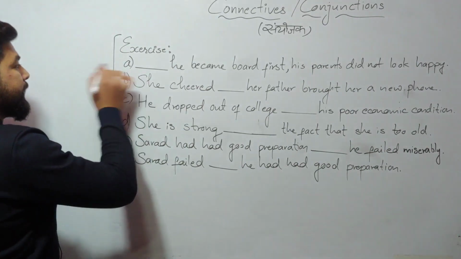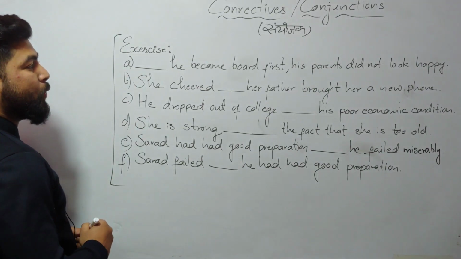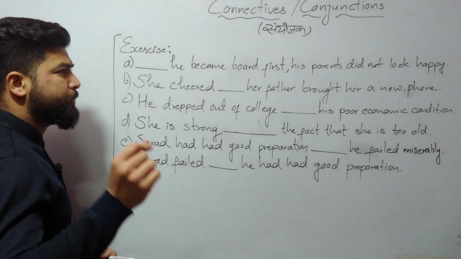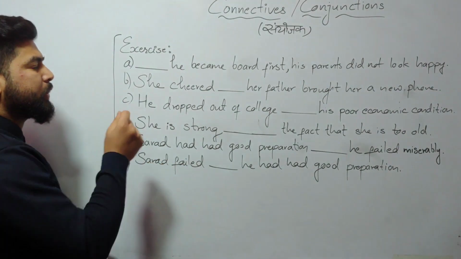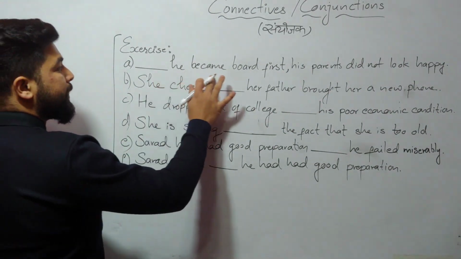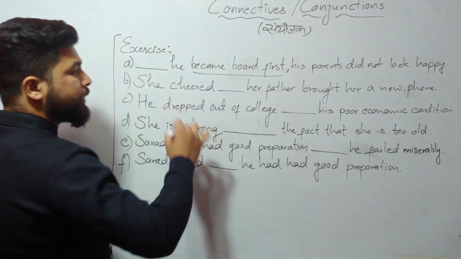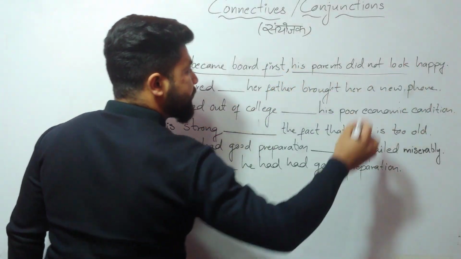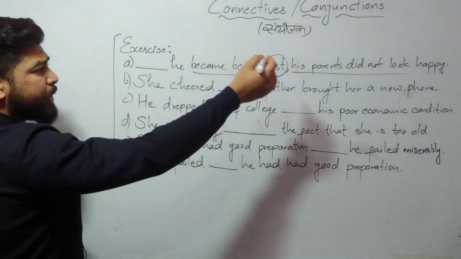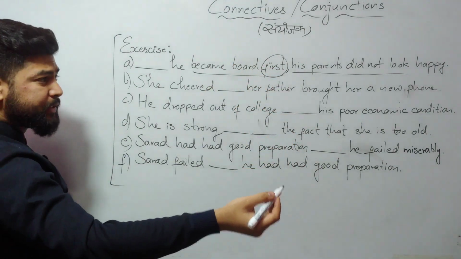Alright, so number 8. He became bored first. His parents did not look happy. So what was the first step? The first step was to find whether the sentence is reasoning or conflicting. So let's find that out. So he became bored first. His parents did not look very happy, right? So he became bored first. But his parents did not look happy, right?